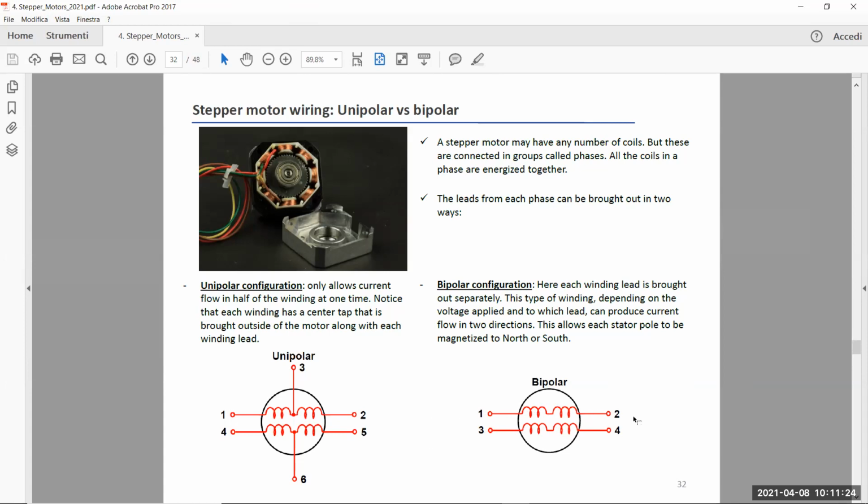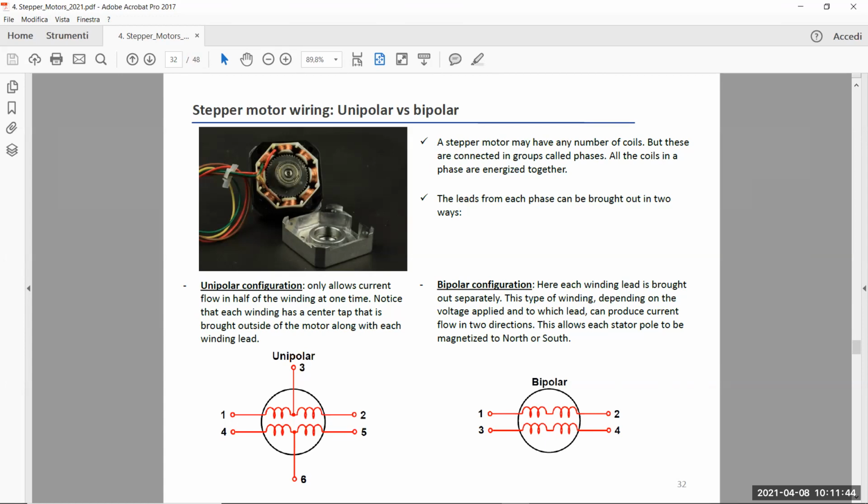You have two windings, these coils, and then you can have bipolar current, so bidirectional current flowing through these nodes in order to excite the north and south poles for the stator expansion to get continuous rotation of the rotor.